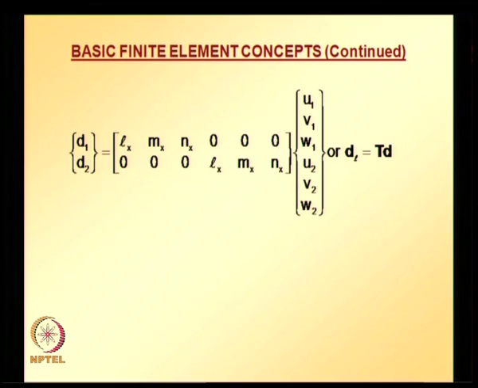And similar to the 2D plane truss element, the displacement in the x direction transforms in the same manner as the spatial coordinate in the x direction. So d1 is given by Lx times u1 plus Mx times v1 plus Nx times w1. Similarly d2 is given by Lx times u2 plus Mx times v2 plus Nx times w2. These two equations can be written in matrix and vector form in this manner. d1 d2 is equal to the matrix with rows Lx Mx Nx 0 0 0 and 0 0 0 Lx Mx Nx, times u1 v1 w1 u2 v2 w2, and this can be compactly written as dl equal to T times D, where dl is the local displacement vector, T is the transformation matrix, and D is the global displacement vector.